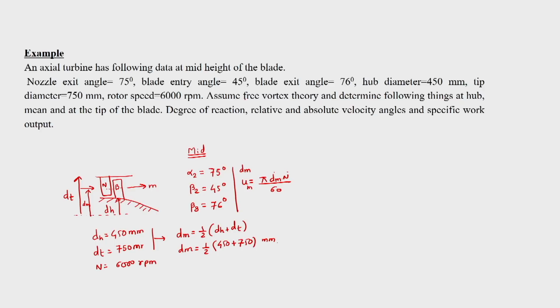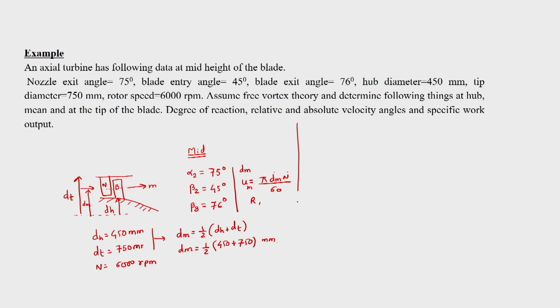Further it is told to assume free vortex theory and determine the following things at the hub, mean and tip of the blade. We are asked about the degree of reaction R, the relative and absolute velocity angles, and the specific work output. So we are asked about these things. Having known this, we will proceed with the example.